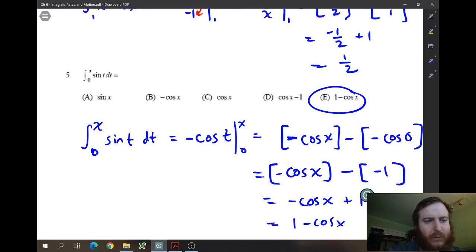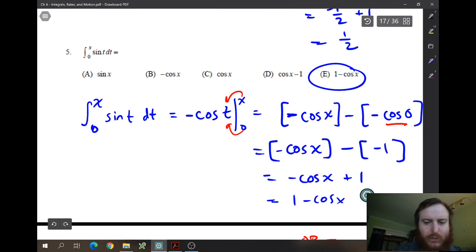Number 5 is kind of weird because you have an x in it, but just do the same steps you normally would if there was a number, like 0 to pi. The integral of sine gives us negative cosine. Then just plug in x and plug in 0. So we get negative cosine of x minus negative cosine of 0. Negative cosine of 0 is -1, right? Because cosine of 0 is 1, and then the negative sign. And the negative turns positive.